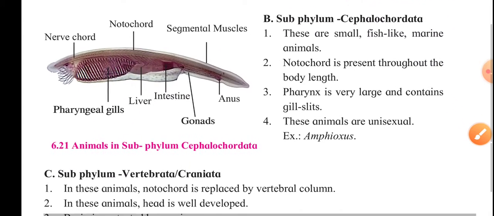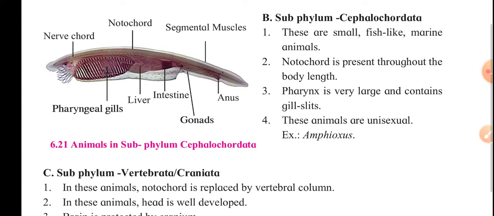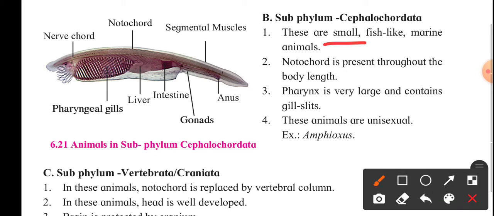The next subphylum we have to discuss is Cephalochordata. These particular animals are small fish-like marine animals. The notochord is present throughout the body length. The pharynx is very large and contains gill slits. These animals are unisexual. An example is Amphioxus.